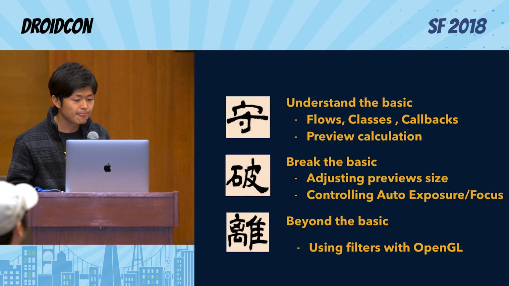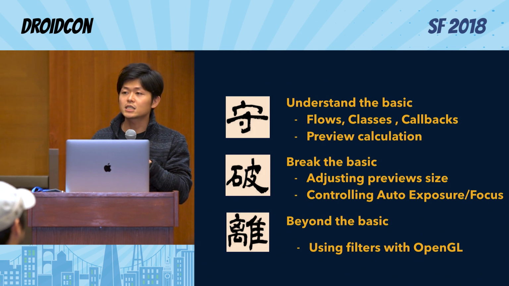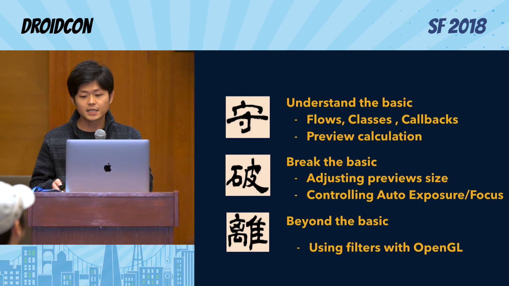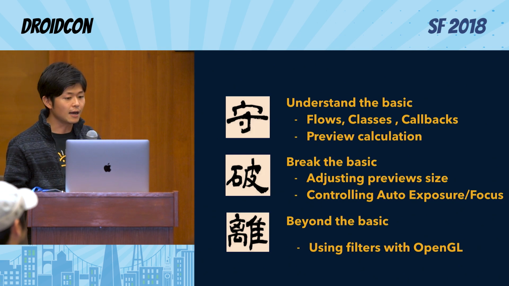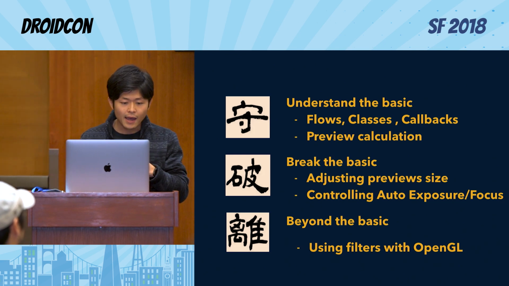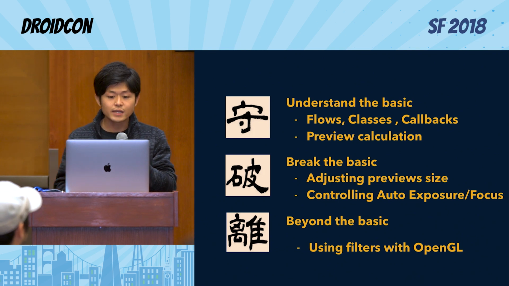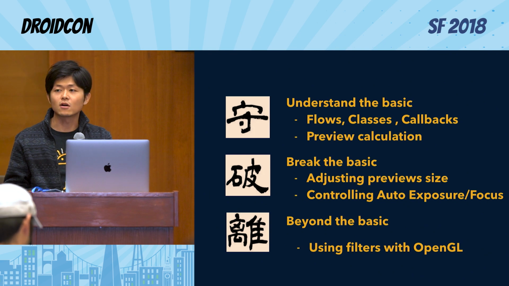And second, ha, it means to break the basics. I will talk about how to customize settings, such as adjusting preview sizes or controlling auto exposure to build your own camera app. And third, ri, it means beyond the basics. I want to dive into more advanced topics using OpenGL.